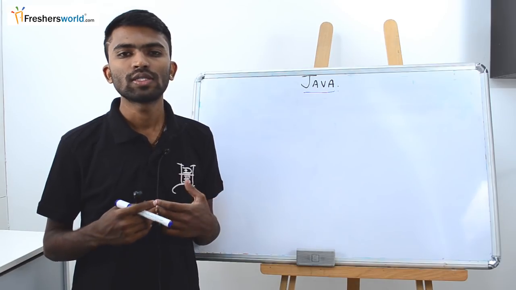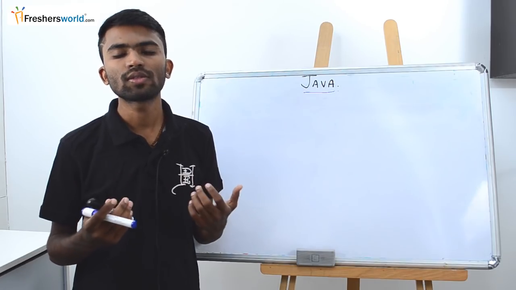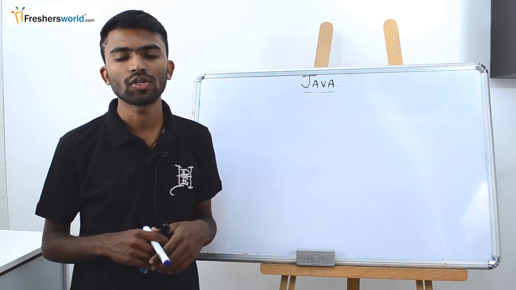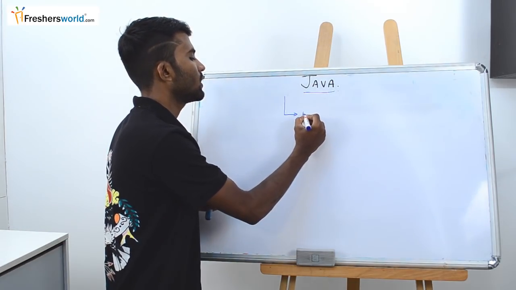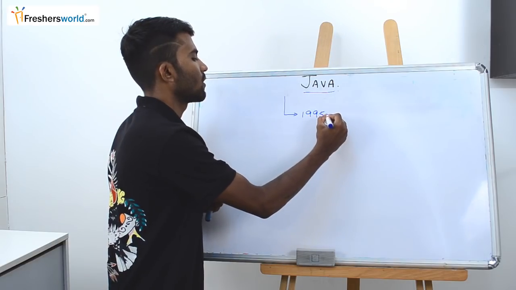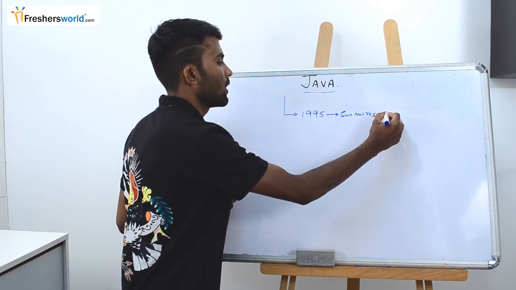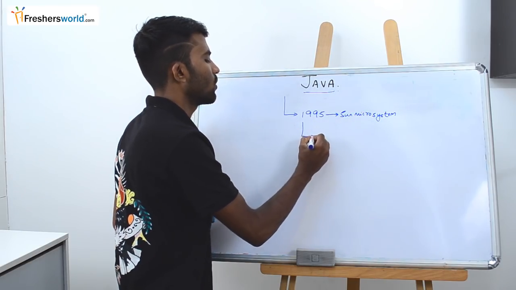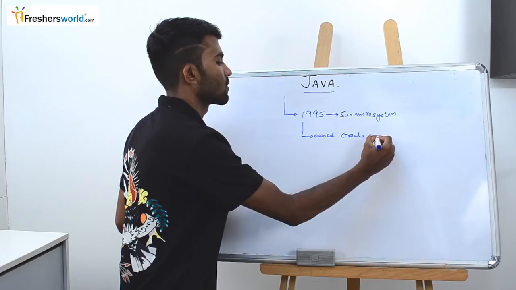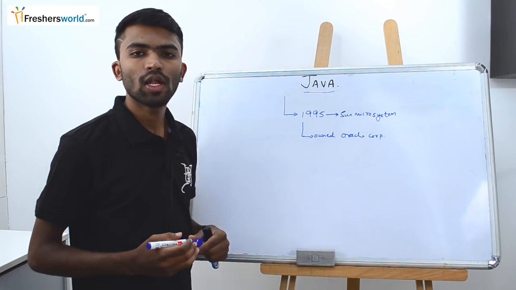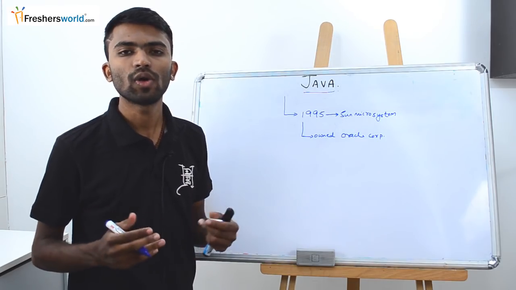We'll try to see what the drawbacks in the programming languages were, or what made an effort to create something known as Java with respect to programming languages. Java was developed in the year 1995 by Sun Microsystems, and later it was owned by Oracle Corporation. We call Java platform independent, or write once, run anywhere.